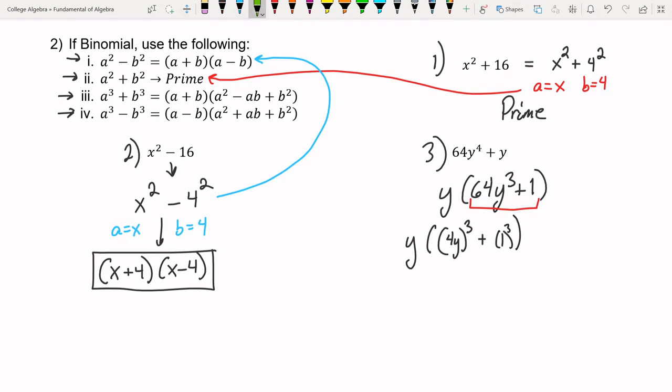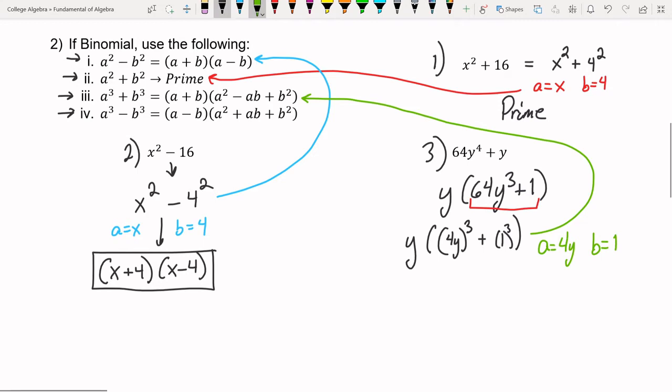Therefore, this thing fits this third formula. And here we're going to have a equals 4y and b equals 1. Now we can use this formula. This y that's out in front here, that's just going to stay out in front. And then we have a plus b times the quantity a squared, which is 4y squared, minus ab plus b squared.